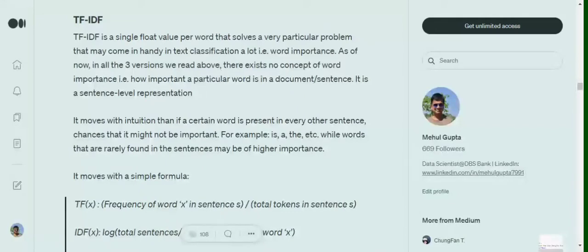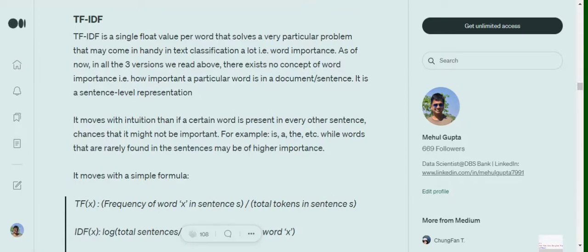Hi everyone, today we'll try to understand how TF-IDF, that is the term frequency inverse document frequency algorithm, can be used to convert textual data into numerical vectors so that this can be fed into machine learning models, as we really can't feed text data directly. So what does TF-IDF stand for?